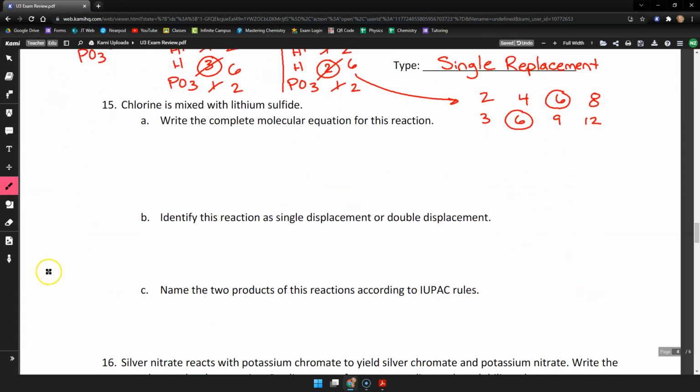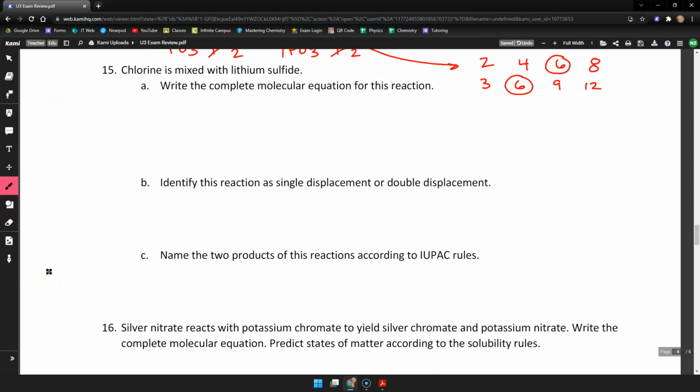Okay, 15. Chlorine is mixed with lithium sulfide. Write the complete molecular equation for this reaction. So we have chlorine, which is -1. We have lithium, Li, which is +3. And then we have sulfide, which is sulfur, which is a -2. This is going to be a single replacement reaction. Chlorine and lithium will pair up. So let's write out the left side.